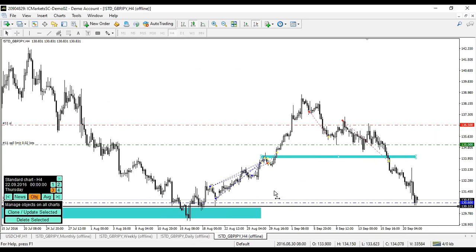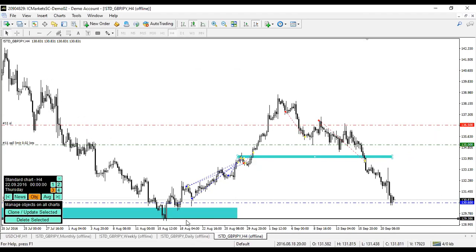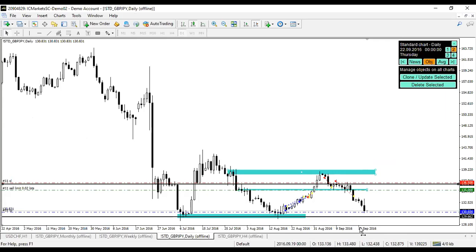So on the H4 time frame, we can adjust our levels according to the lower time frame. So this is the structure. We have to wait and see how price behaves. If price respects this level, then we can look for the buy option. But if price breaks this level, then we can look for the sell option here. So on the daily time frame, price created a support here, but there is an issue.